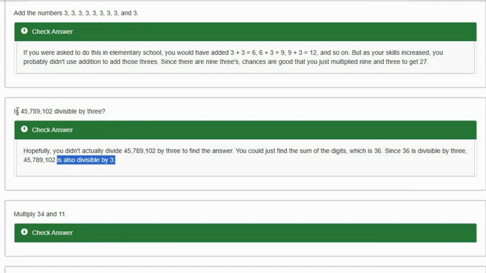Because it says, is 45,789,102 divisible by 3? Well, the shortcut is to add all those digits together, which equal 36. Since 36 is divisible by 3, that means 45,789,102 is divisible by 3. Shortcut.